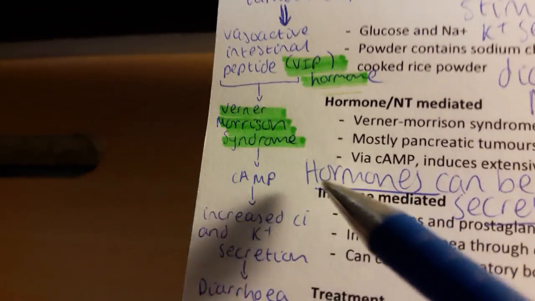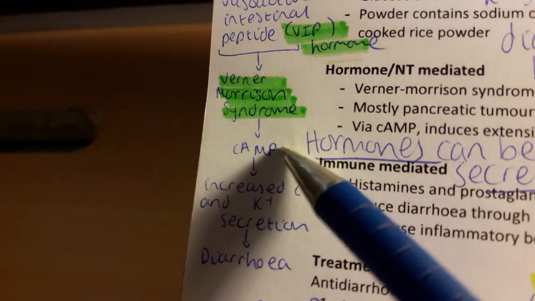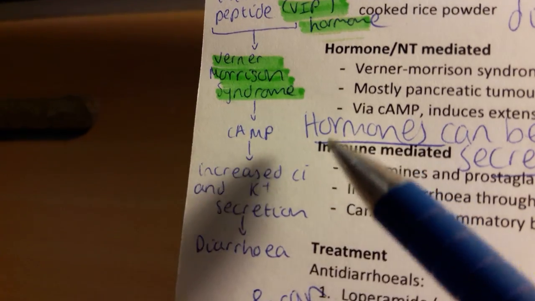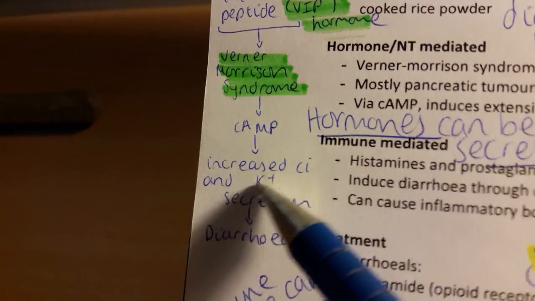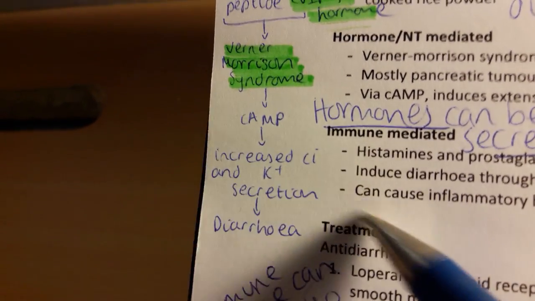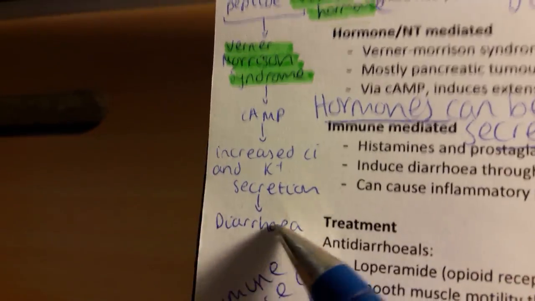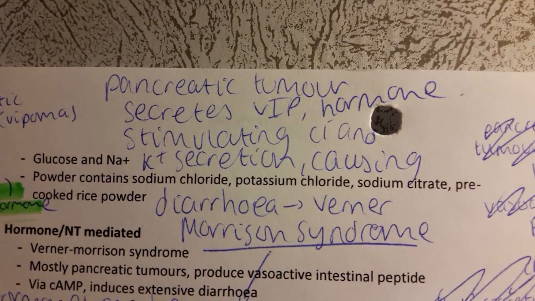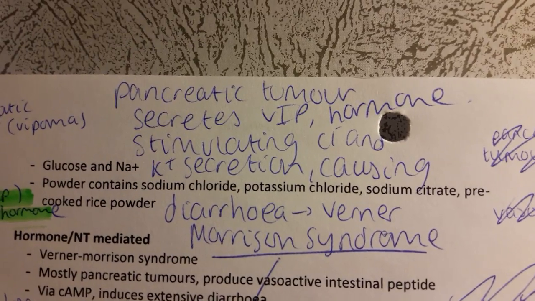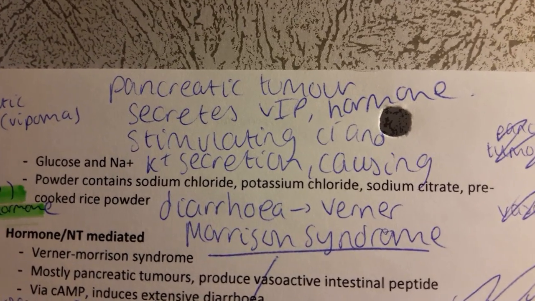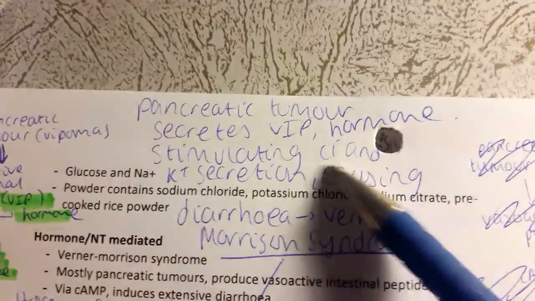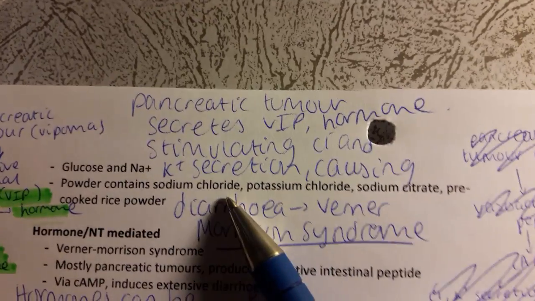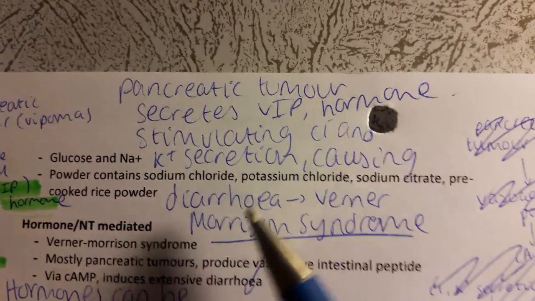The result of that is elevated cAMP, just like the bacterial enterotoxin, causing increased chloride and potassium secretion and reduced sodium chloride absorption, resulting in diarrhea. So if we can summarize that here, it's the pancreatic tumor called a vipoma, Werner-Morrison syndrome. It secretes the VIP hormone, stimulating chloride and bicarbonate and potassium secretion, causing diarrhea.